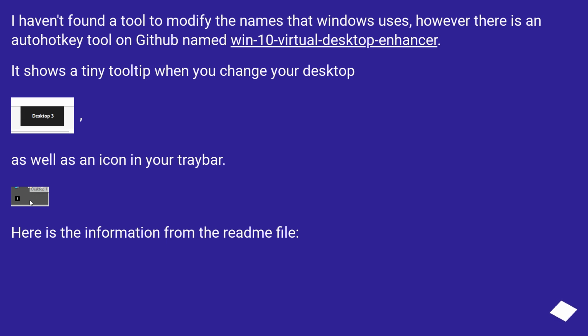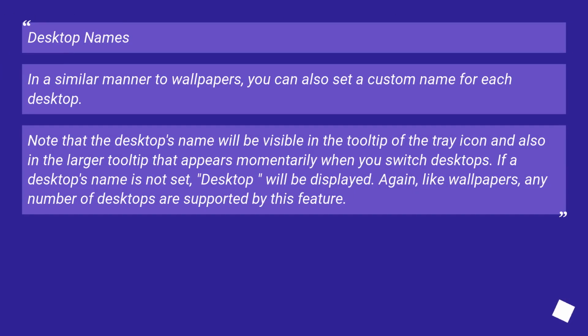Here is the information from the README file. Desktop names. In a similar manner to wallpapers, you can also set a custom name for each desktop. Note that the desktop's name will be visible in the tooltip of the tray icon and also in the larger tooltip that appears momentarily when you switch desktops. If a desktop's name is not set, "Desktop" will be displayed. Again, like wallpapers, any number of desktops are supported by this feature.